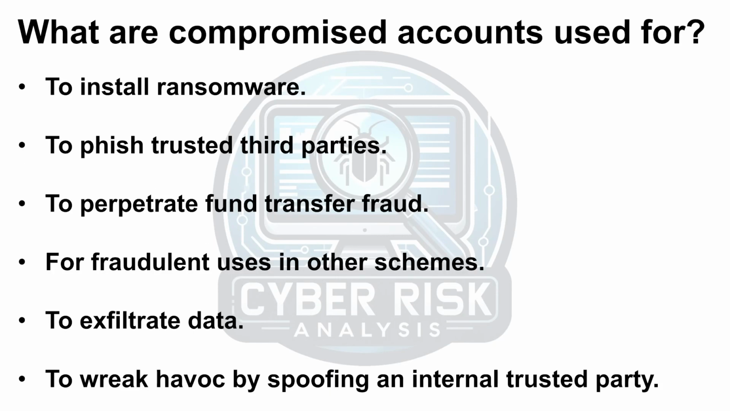So just to recap, the reasons that business email is compromised is to install ransomware, to phish trusted third parties, to perpetrate fund transfer fraud, that's often invoice fraud, and then just for other fraudulent uses, to fake their identity, to pretend that they're somebody else, to steal whatever data or delete whatever data. They can exfiltrate data, they can wreak havoc on an organization or a trusted third party by spoofing being somebody who's trusted within that email account and who is the verified CEO or some other trusted party.